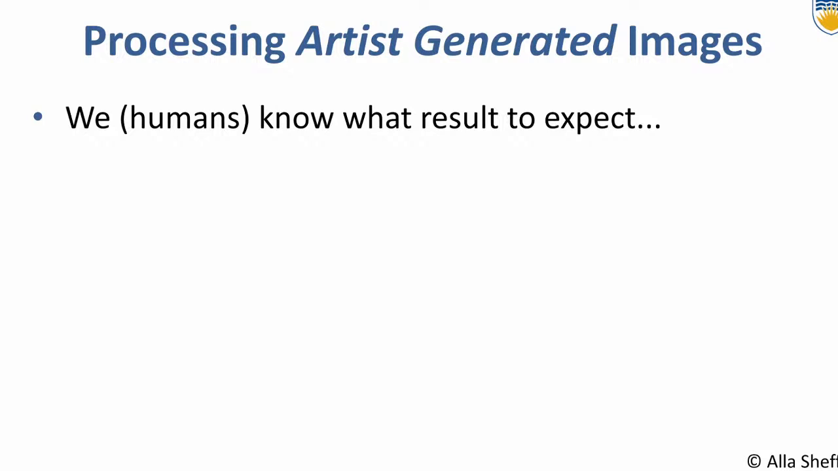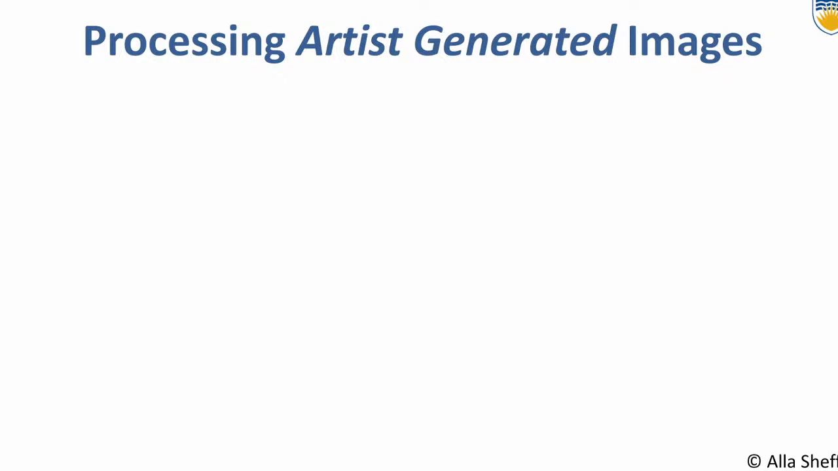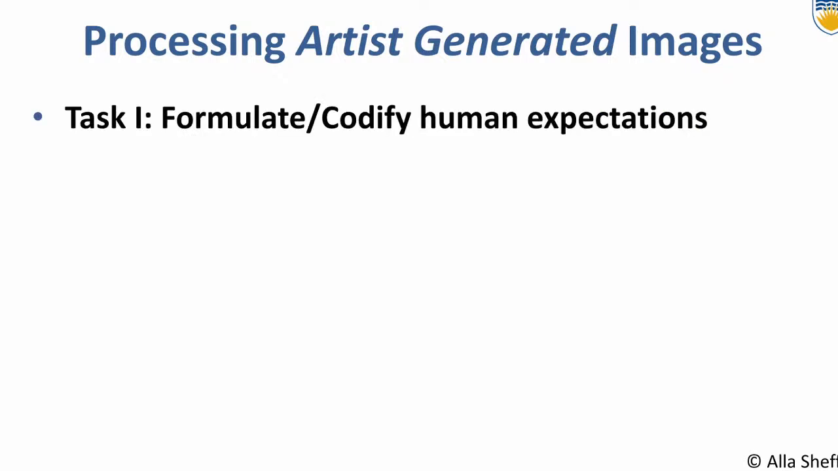So what we have here is this funny problem, because we know what to expect. Humans, when shown artist-drawn data, usually have pretty strong opinions about what the expected output of a processing operation is. But if we think about how we express it, we don't have an immediate equation in our head, as in, here is what we want. We don't really know how to express it. Therefore, when we talk about processing of artist-generated images, the first and probably hardest task, I would argue, is to formulate human expectation. Like, what do we mean by getting the goal that we want? And then we still need to solve it, which is still hard.